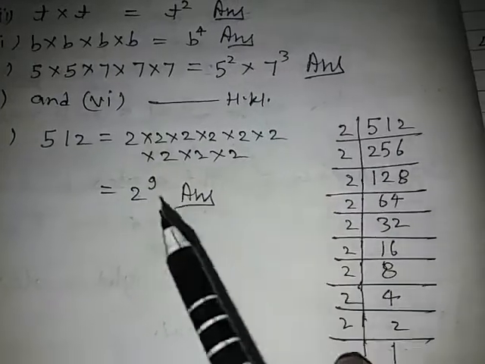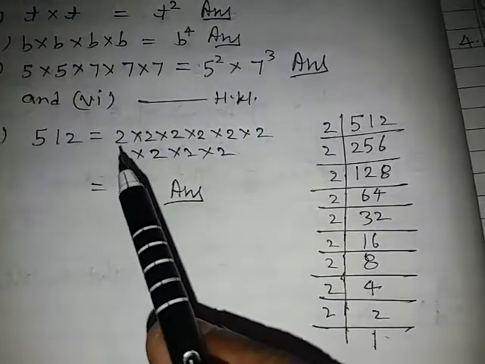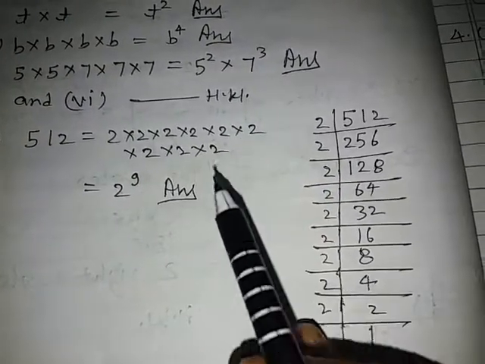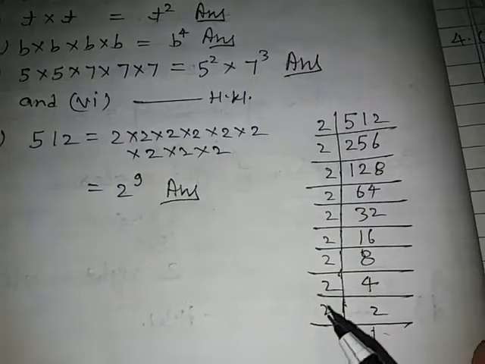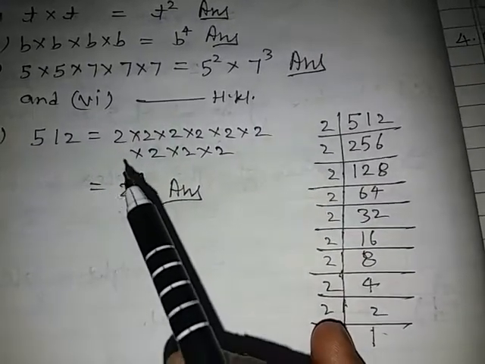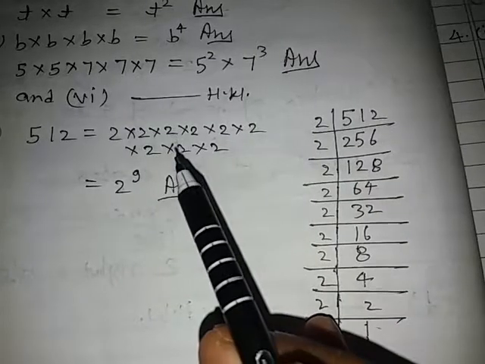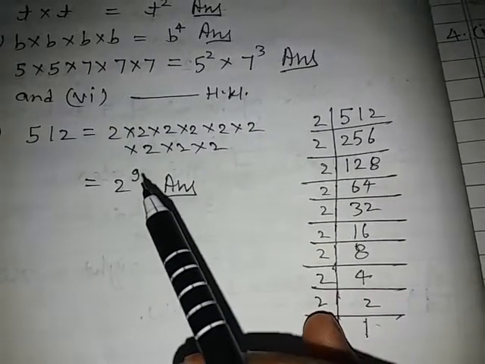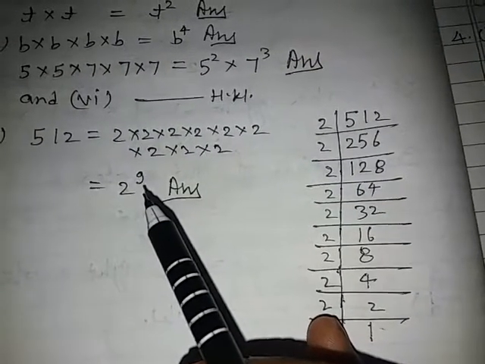So we can write 512 as 2 into 2 into 2 into 2, 9 times, which is equal to 2 to the power 9. So the answer is 2 to the power 9.